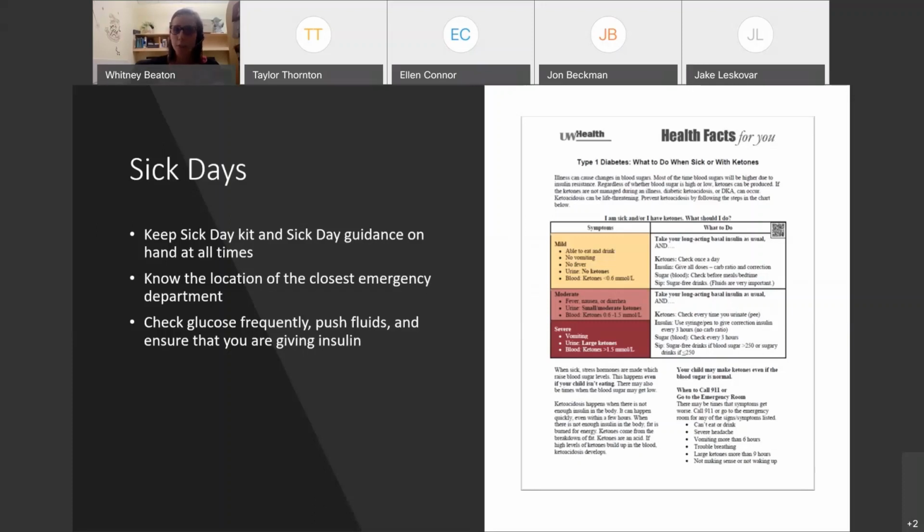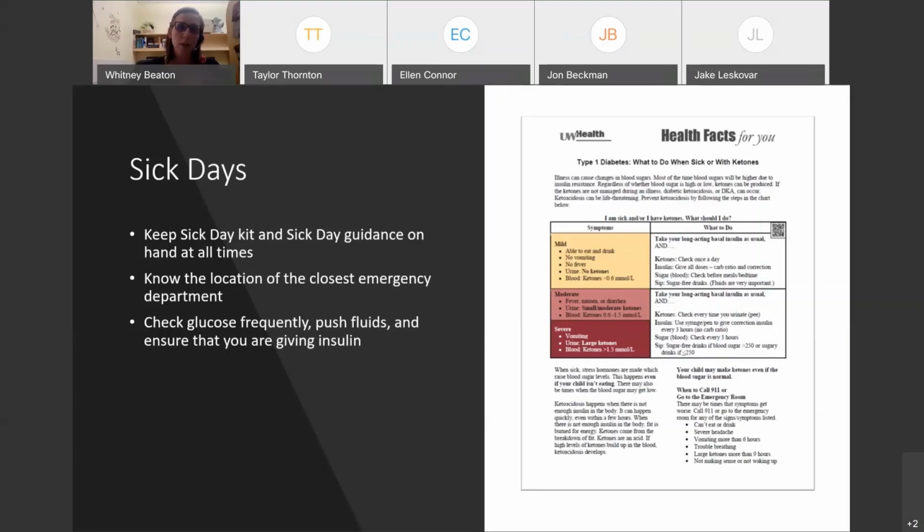So for sick days, we talked about that sick day kit and keeping your sick day plan on hand at all times. That sick day kit or sick day guidance is going to be in the mailing that we send to you. You also may want to know the location of the closest emergency department, just in case you become ill and need to seek treatment.